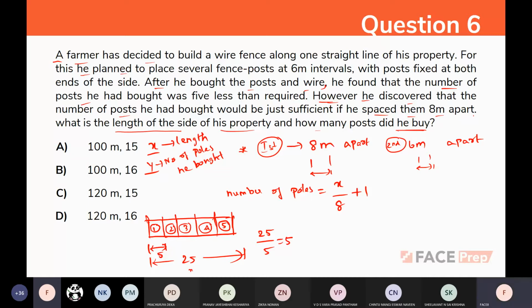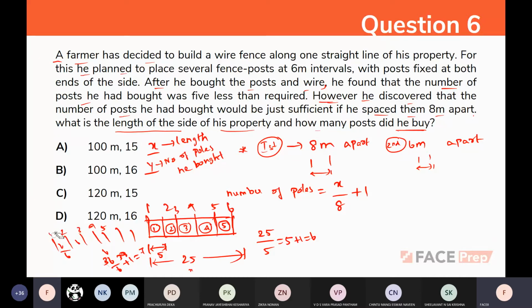6, which is the number of poles for this case. So let's take 36. So the distance between them is like this. If we divide the total distance by the distance between them and add 1, what do we get? 7. So to cover 6 spaces, we will need 7 posts. So that's the case here. So let me erase these cases.